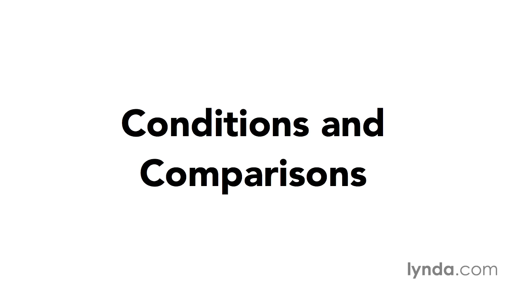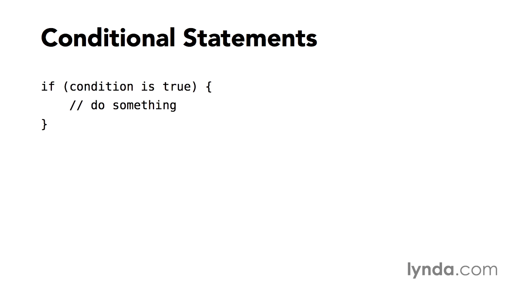Let's take a look at how PHP scripts make decisions based on conditions and comparisons. The structure of a conditional statement is based on human language. You wrap the condition to be tested in a pair of parentheses and precede it with the keyword if. If the condition evaluates to true, the code between the curly braces is executed. If it evaluates to false, the whole block of code is ignored.